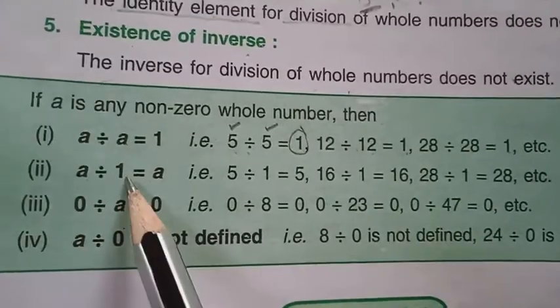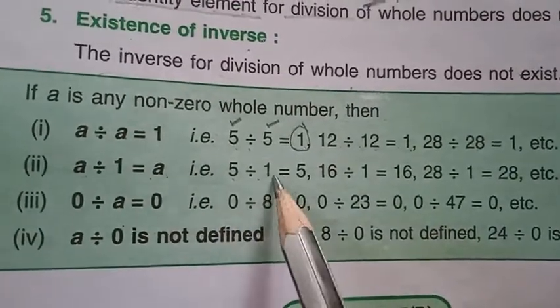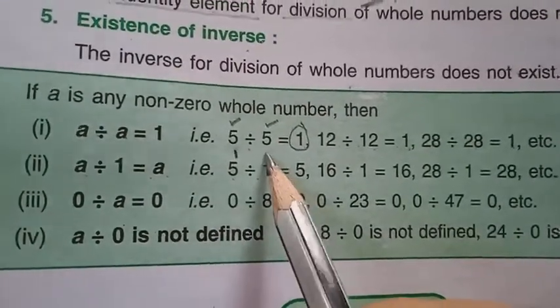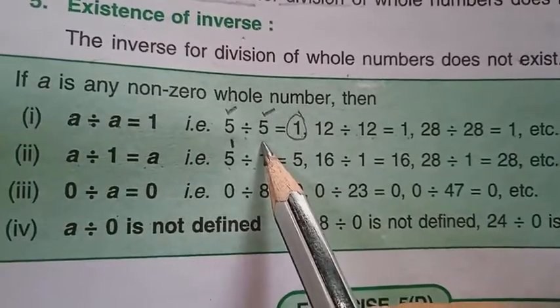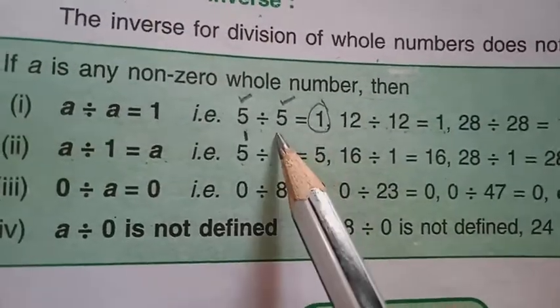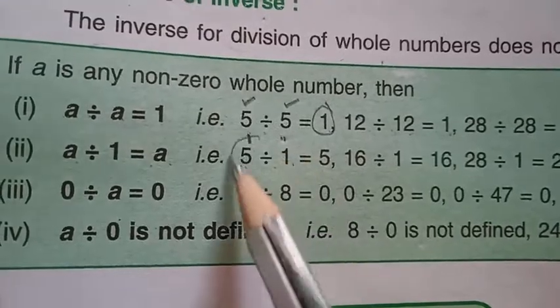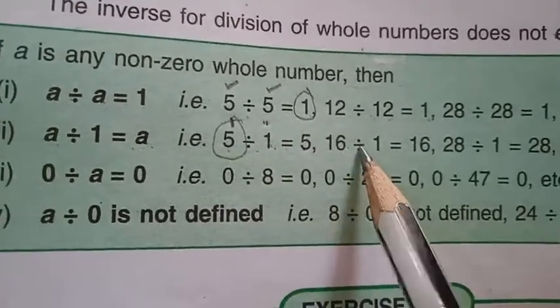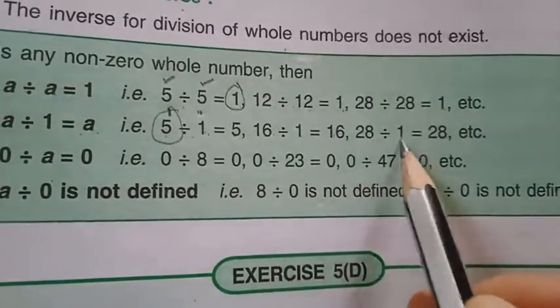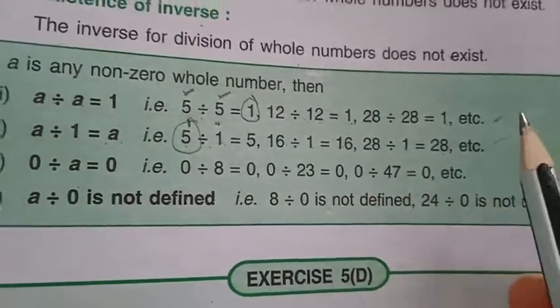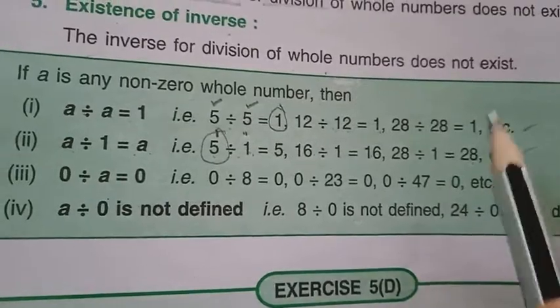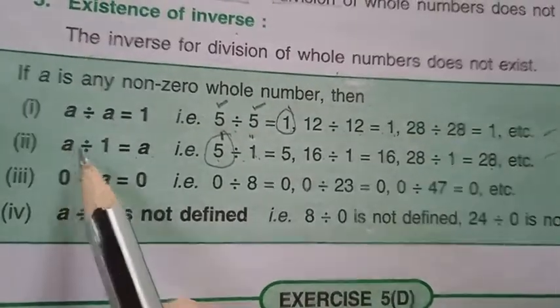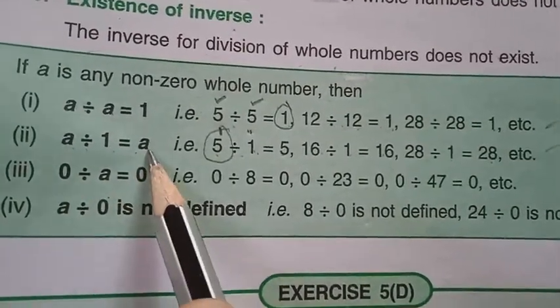Then a divided by 1 is a. 5 divided by 1: 5 chocolates are there and I have to distribute them to 1 child. How many chocolates will one child get? All the 5, because I have to divide only among 1. So 16 divided by 1 is 16, 28 divided by 1 is 28. You have studied this in 2nd and 3rd standard also. Any number divided by 1 gives that number only.